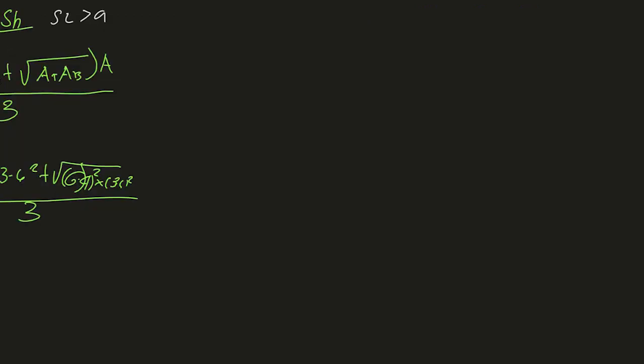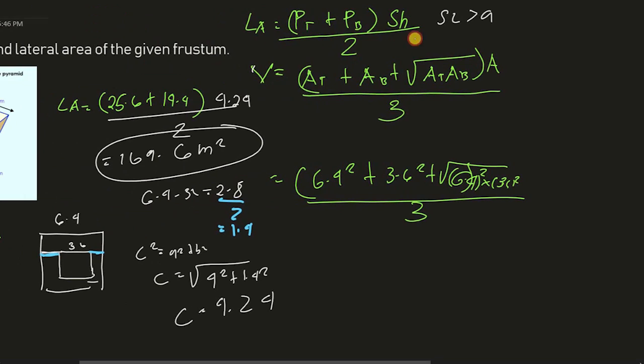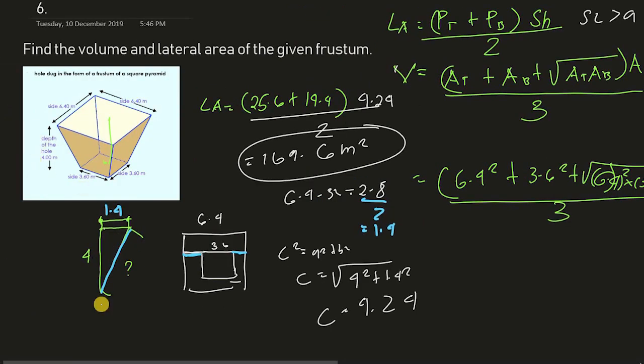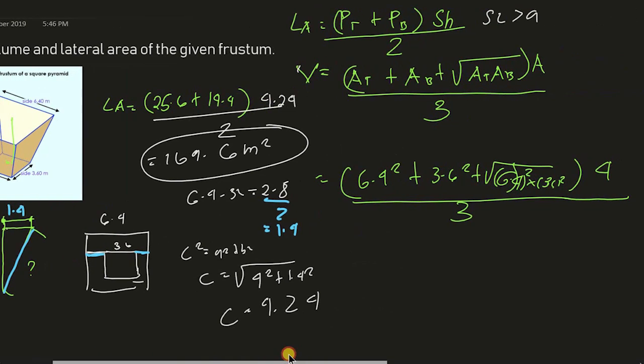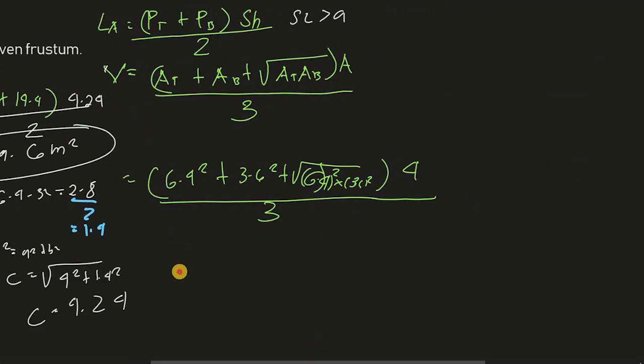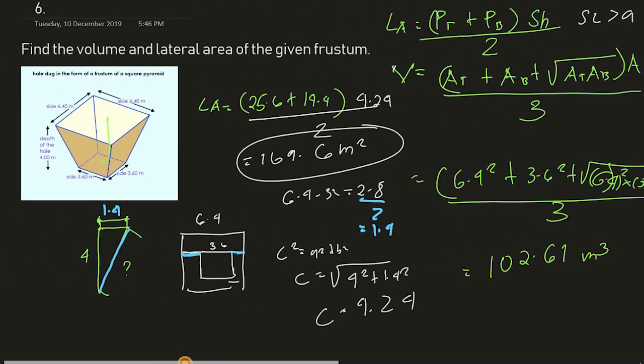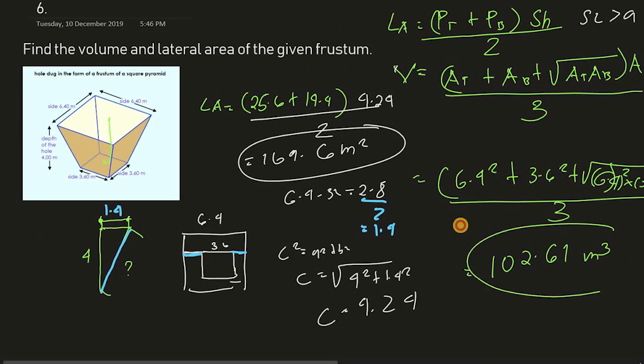Alright, let me make some space. Yan, ito guys, squared yan. Tapos ito, multiply natin sa altitude. Yung altitude, yun na yung 4. Okay. Never interchange slant height sa altitude, guys. Mamamali po kayo ng sagot. Alright. So, use your calculator. 102.61 since this is volume, cubic meter. So, this will be your final answer, guys. Both of these two.